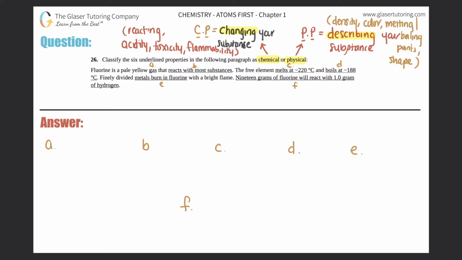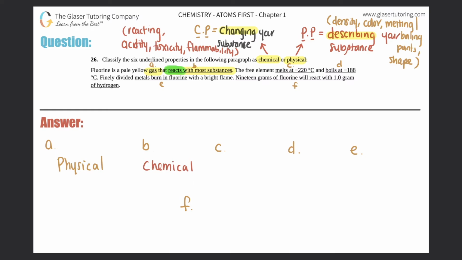So, for letter A, it says fluorine is a pale yellow gas. By just saying that it's a gas, are you changing your substance or are you just describing it? You're definitely just describing it. So this would be a physical property. Next, fluorine is a pale yellow gas that reacts with most substances. Key in on the word reacts. Reactivity is definitely a chemical property.